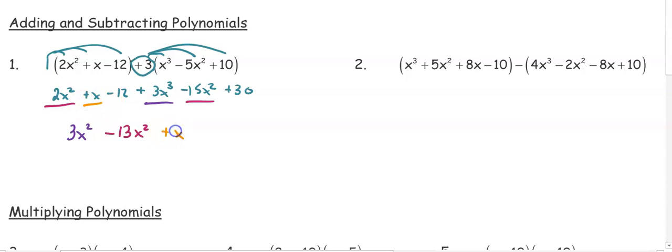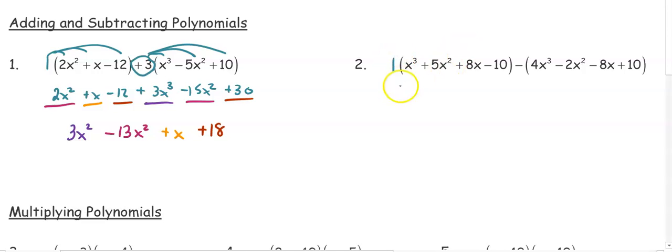Plus x, there's only one x there. And then we also have minus 12 and plus 30. So negative 12 plus 30 would be plus 18. Now, everything has either no x or x with a different exponent, so that's as simplified as we can get. Let's look at number 2.